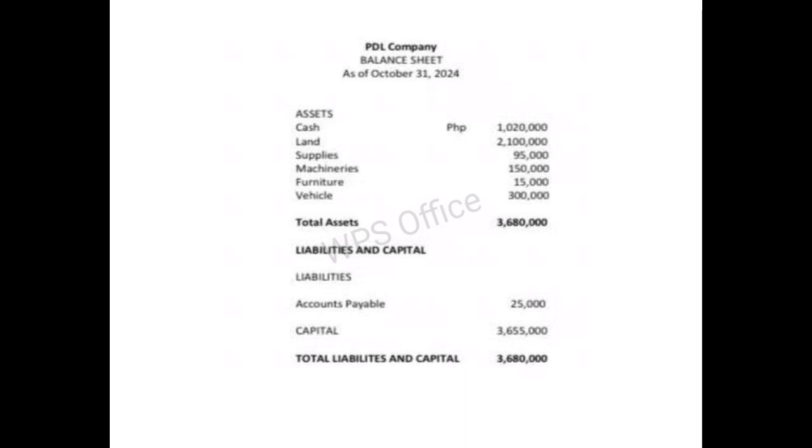Under the liability is accounts payable. Accounts payable has 25,000 pesos, and the capital is 3,655,000 pesos.